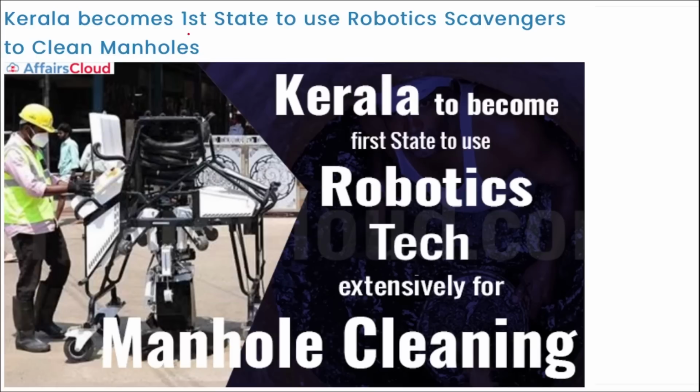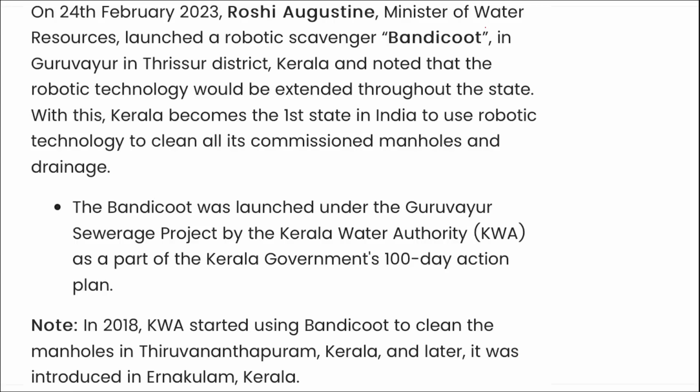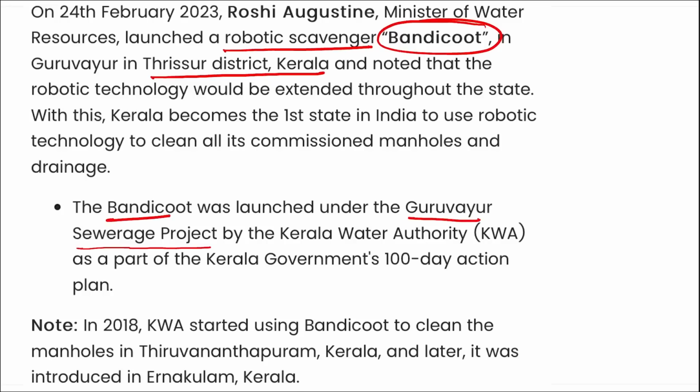Next, here you can see Kerala became the first state to use robotic scavengers to clean manholes, and this was recent. Remember, Bandicoot was the name of the robotic scavenger that was launched in Thrissur district of Kerala. Alright, the Bandicoot was launched under the Guruvayur sewerage project of the Kerala Water Authority as a part of the Kerala government's 100-day action plan against sewerages.